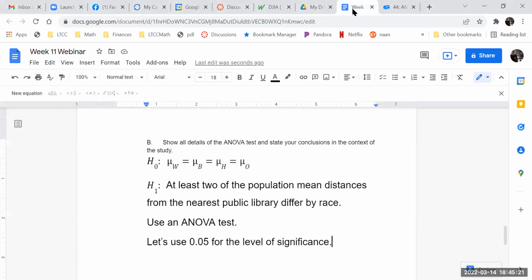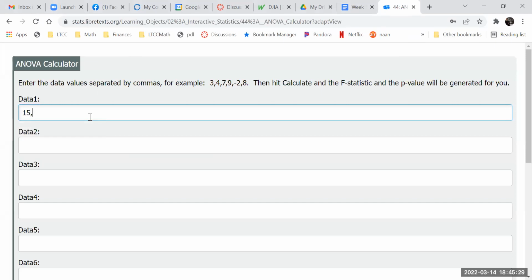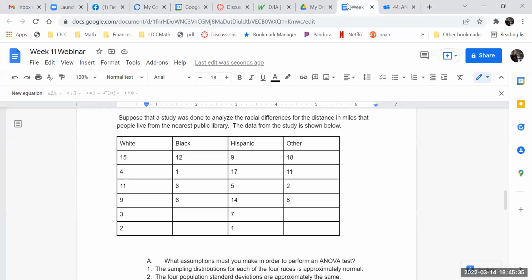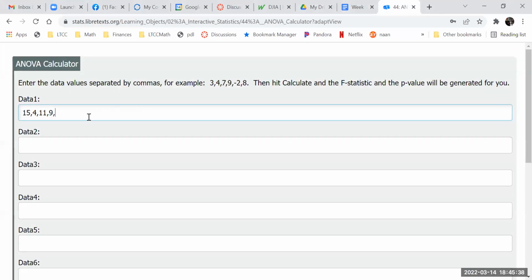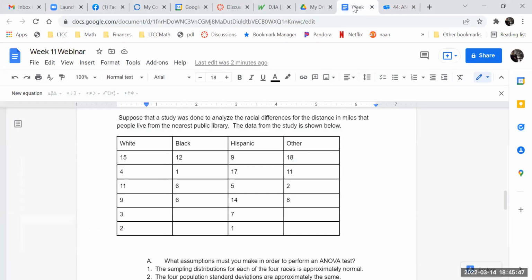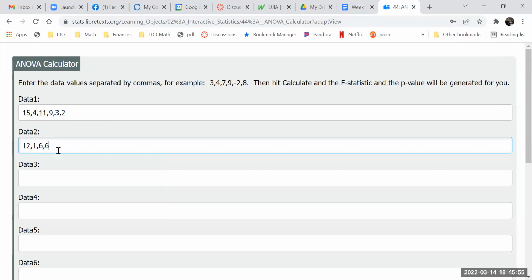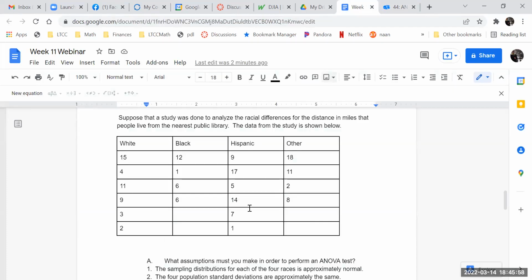So let's do it. We got to go back up here. So we have 15, 4, 11, 9, 3, 2. That was for data 1, or in this case, the whites. Then the blacks, or data 2, were 12, 16, 6. And then for data 3, 9, 17, 5, 14, 7, 1.